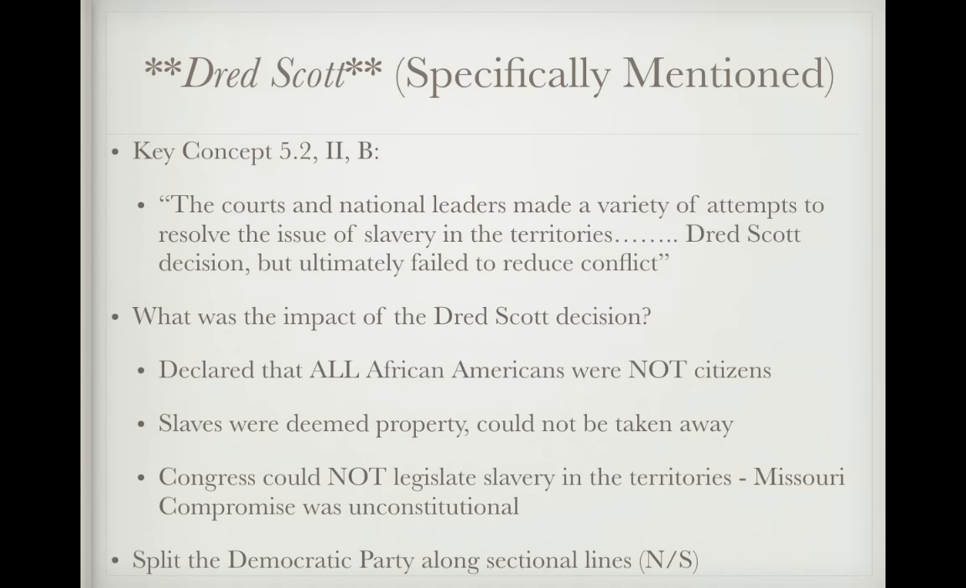Now, this will split the Democratic Party along sectional lines, north and south. And this will be a factor in Lincoln's election in 1860.